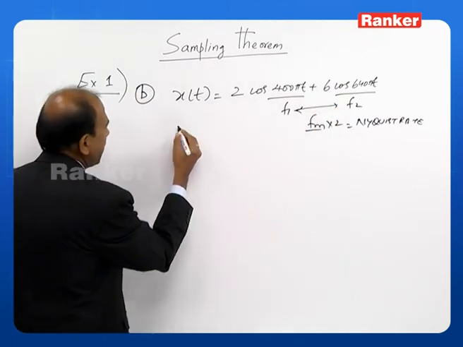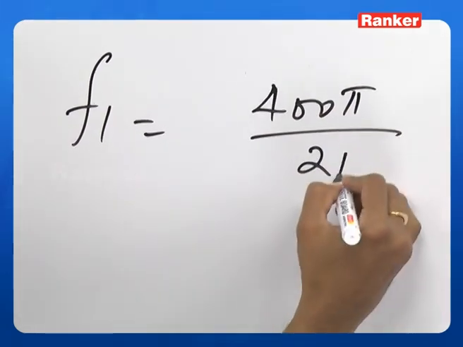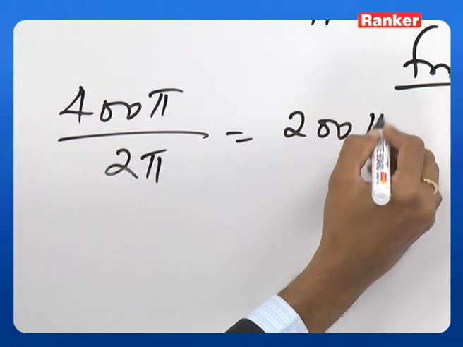So let us see what f1 is here. f1 is equal to 400 pi by 2 pi. So this is equal to 200 hertz.